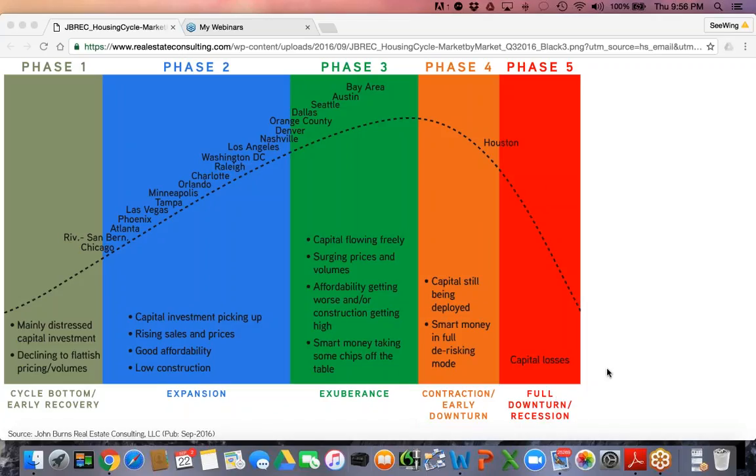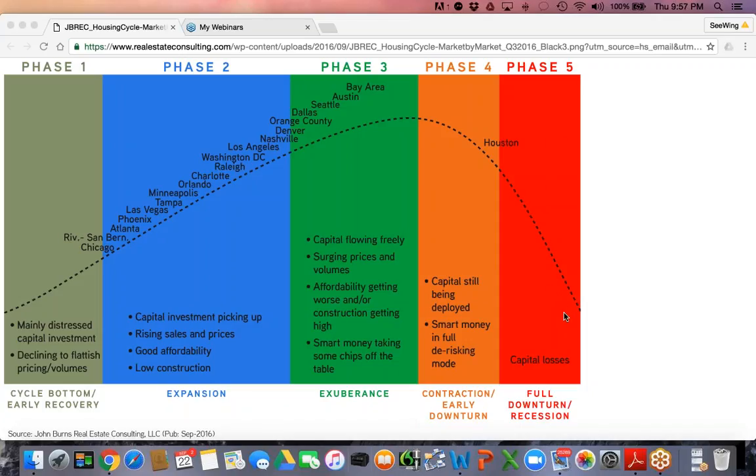Look, I don't have a crystal ball, and no one can claim they have a crystal ball. I don't think we're ever going to reach phase 5. Phase 5, if you look at recent history, is really back in 2007, 2008 when the market crashed and the recession occurred in 2009, right? So we don't want to go there.